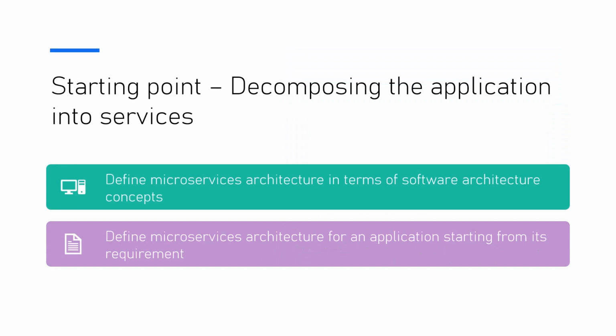Now, the starting point for decomposition of the application into services typically happens to be from the requirement standpoint of view. So the idea is really to define your microservice architecture in terms of the overall software architecture concept. How do you really apply the different software architecture concepts to come up with a microservice architecture? And second is to define the microservice architecture of an application starting from its requirement. Because ideally, that is where you start your design process.